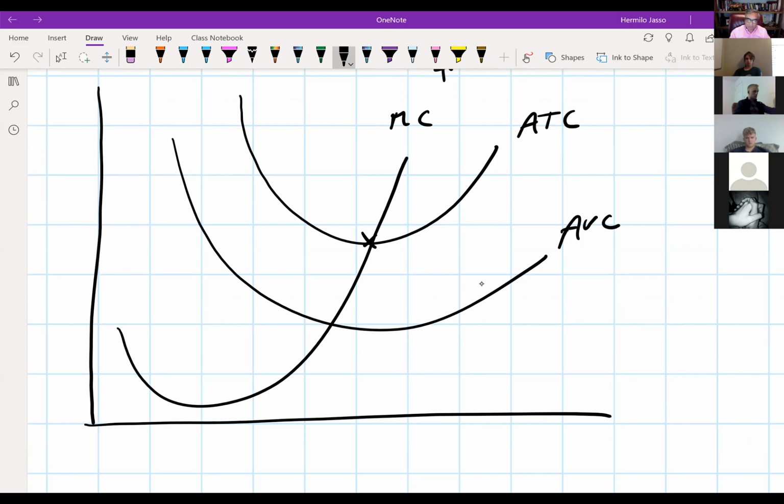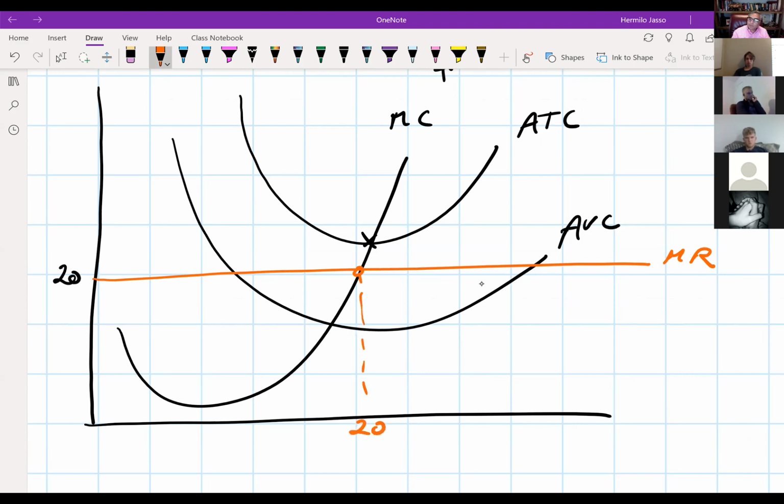Now look at this. If I can sell my product for $20, this becomes my marginal revenue. According to the rule, I'm supposed to produce where marginal cost equals marginal revenue, which would be right there. Let's say 200 units. At 200 units, am I making money or losing money? By looking at this graph, making money or losing money?